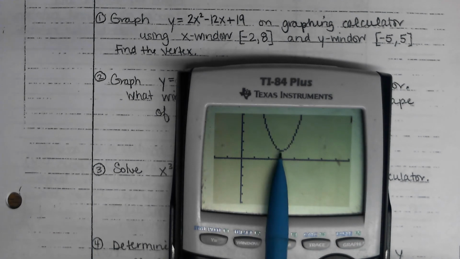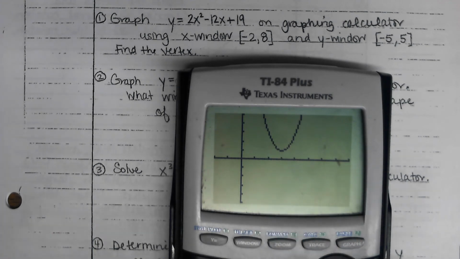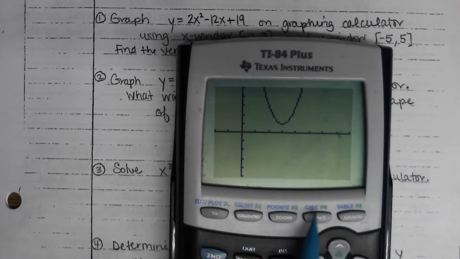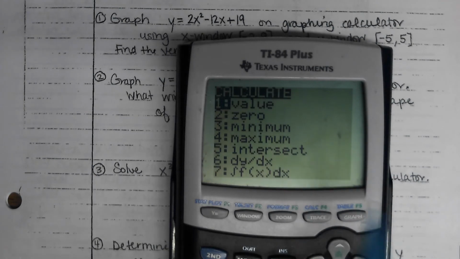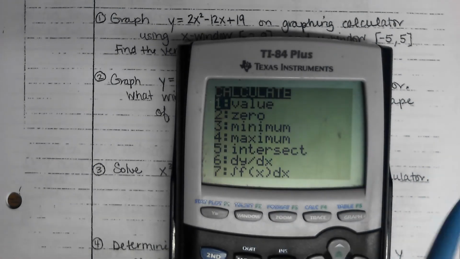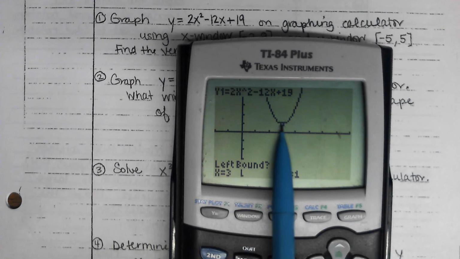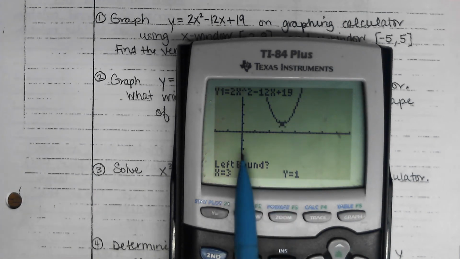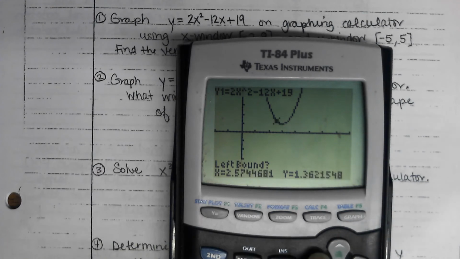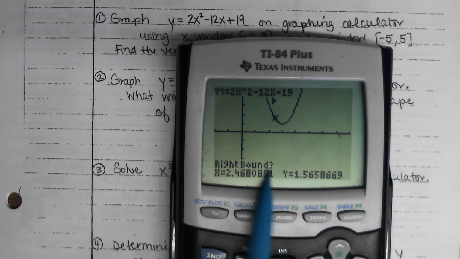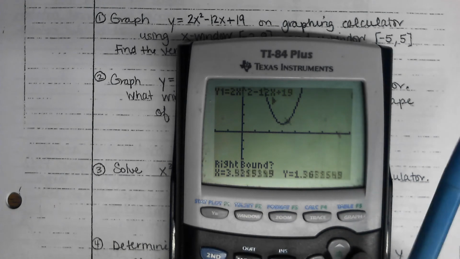So I want to make sure you guys know how to use the minimum feature. My favorite menu is this calculation menu. So second trace brings you to calculate, and minimum is option 3. The calculator is now showing a cursor, which coincidentally happens to be near the minimum, and it wants a left bound and a right bound. So I'm going to scroll my cursor left, so it's to the left of the minimum, and I hit enter once, and then scroll it to the right of it and hit enter once.